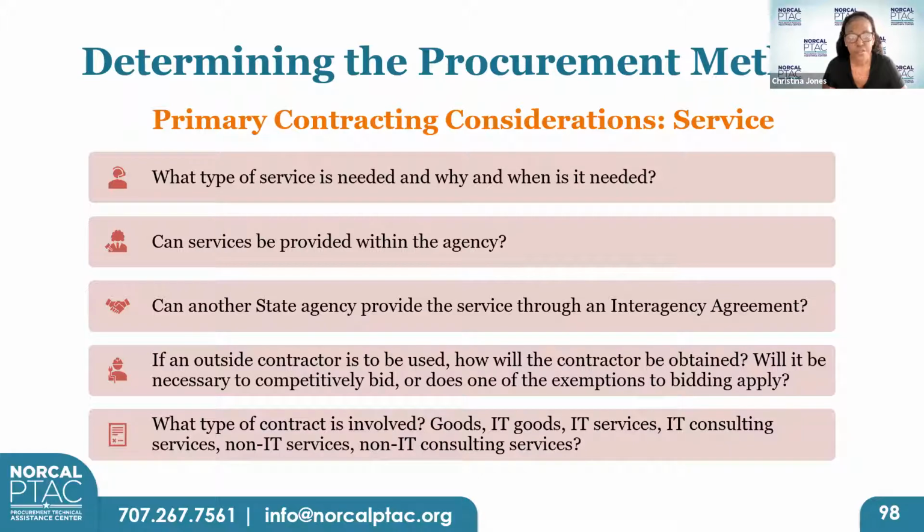So they're going to start with, of course, what type of service is needed and why, and when it's needed. Is it an emergency need? Is it something that we can kind of wait on? So those are some things that go into play. Can the services be provided within the agency?